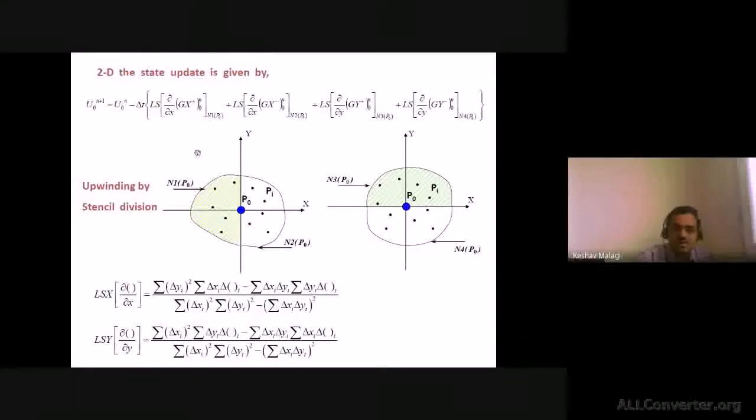So this is called upwinding by stencil division. That is, you are dividing the stencil N P naught into upwind stencils. So it is called stencil division.